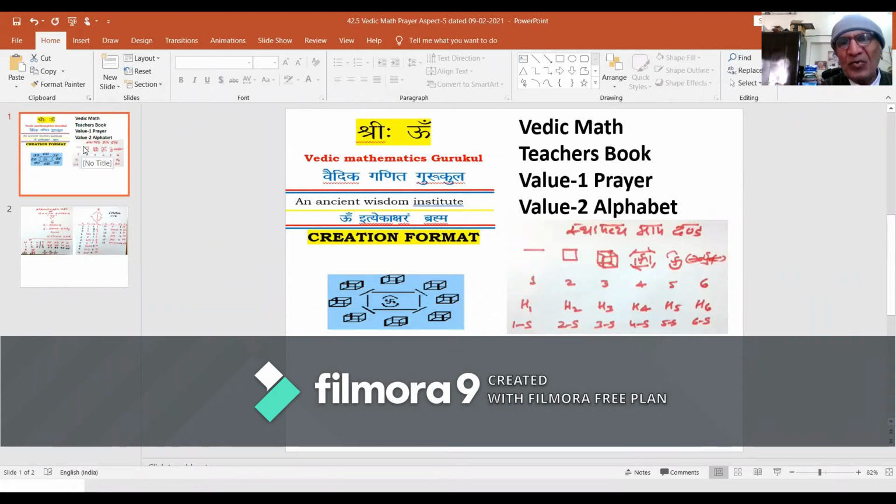Welcome. We are visiting Vedic Math Teacher's book. We have been through its Value-1 prayer, Vedic Mathematics prayer, Value-2 alphabet, and presently we are at Source Sutra, Ganita Sutra-1.